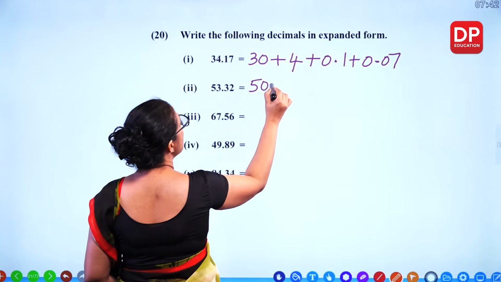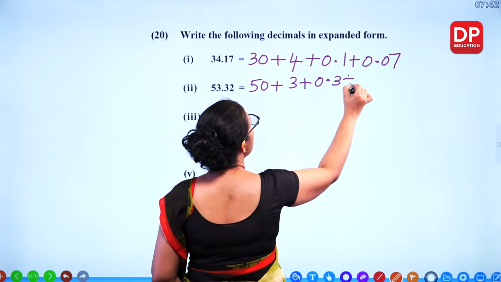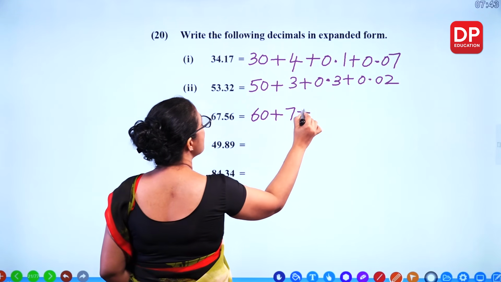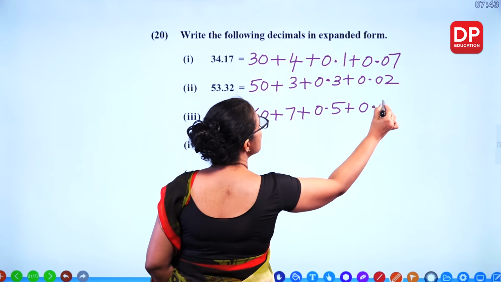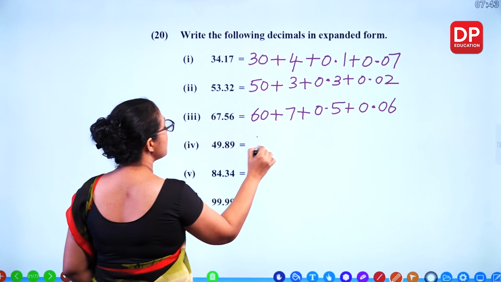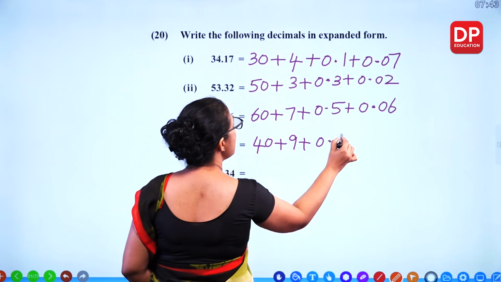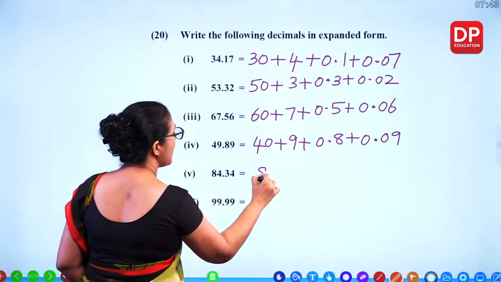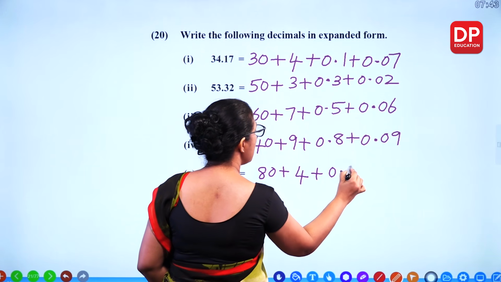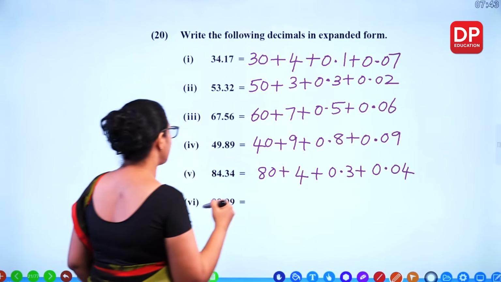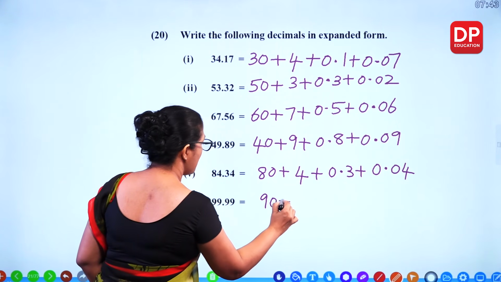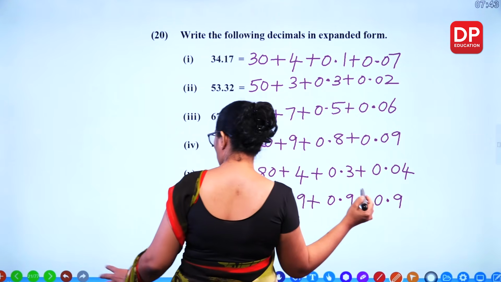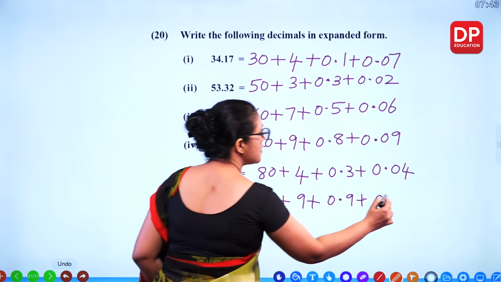53.32, I can write 50 and 3 and 0.3 and 0.02. 67.56, 60 plus 7 plus 0.5 and 0.06. 49.89, I can write 40 plus 9 plus 0.8 and 0.09. 84.34, I can write 80 plus 4 plus 0.3 plus 0.04. 99.99, I can write 90 plus 9 plus 0.9 and 0.09 is the last one.